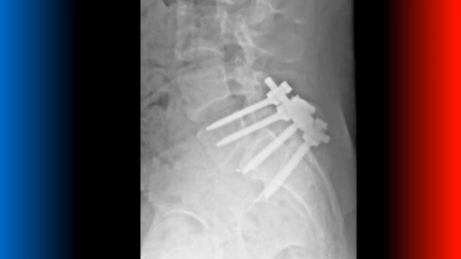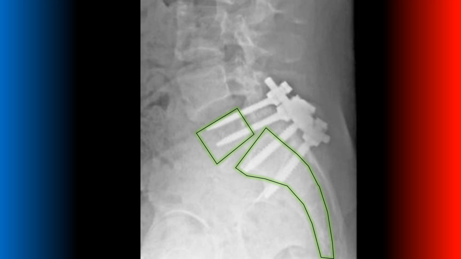Either way, let's take a closer look at his lower lumbar spine. And we can identify L5 and the sacrum, and there is in fact a grade 1 anterolisthesis of L5 in relation to the sacrum, meaning L5 is anterior in relation to the sacrum.